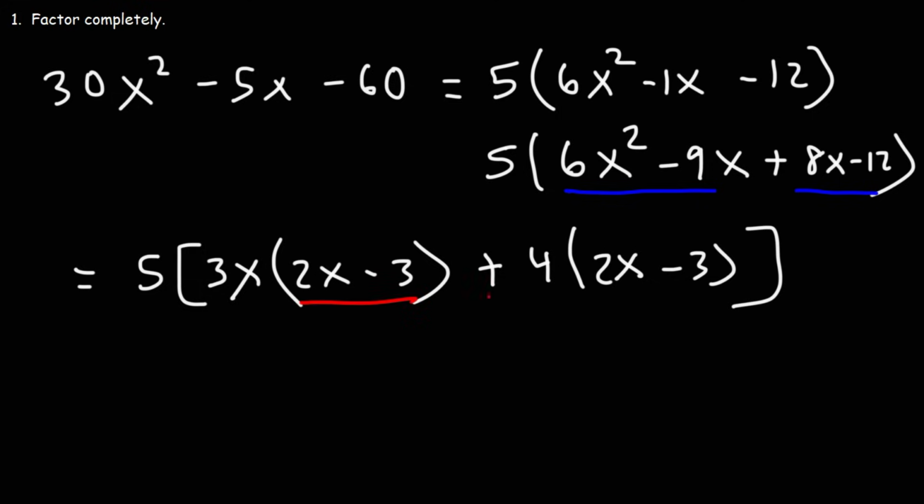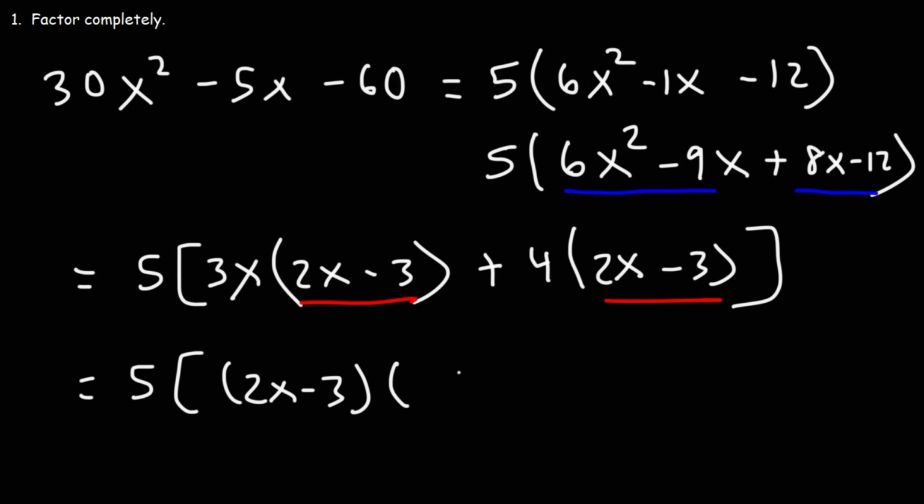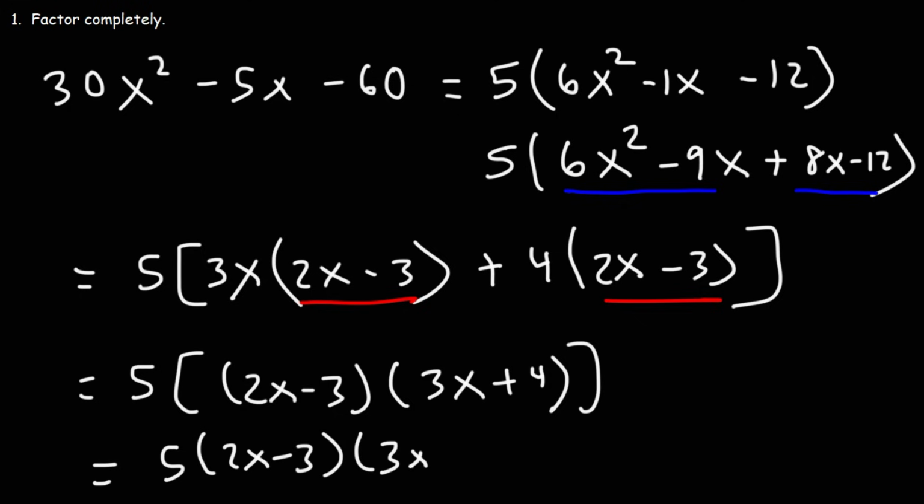So notice that we have two common factors here. So we're going to factor out 2x minus 3. When we take out 2x minus 3 from this term, we're left with 3x. And when we take it out of this term, we're left with positive 4. So this is the final answer. It's 5 times 2x minus 3 times 3x plus 4. So that's how we could factor this particular expression completely.